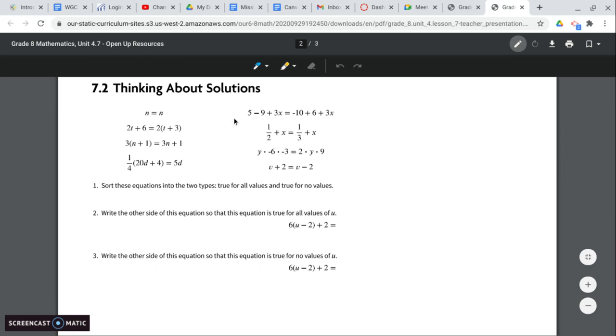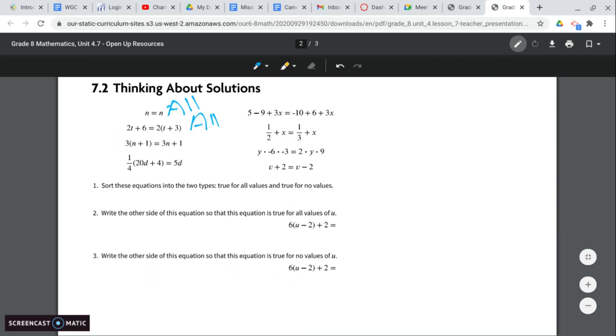So if we look, we have n equals n. Well, no matter what we plug in for n, it's going to equal itself. So it's going to be true for everything. So all. The next one, we have 2t plus 6 equals 2 times t plus 3. If we distribute the 2 to the t and the 3, we're going to get 2t plus 6. So both sides of the equation are the same. So once again, this is another all.